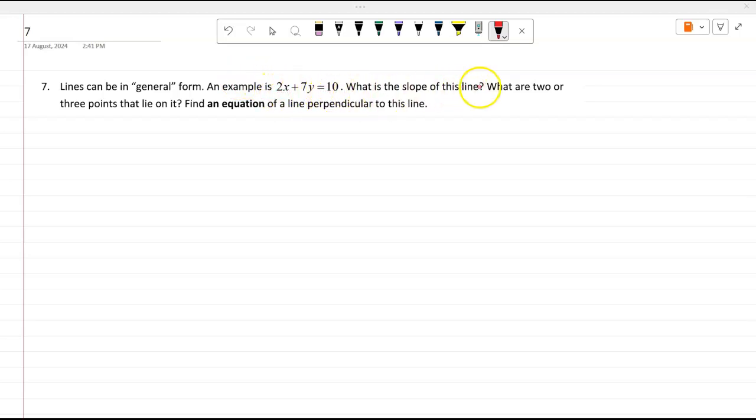What is the slope of this line? Now to find the slope of the line in general form, you first rewrite it in y is equal to mx plus c form. Make y the subject. So 7y is equal to minus 2x plus 10. So y is equal to minus 2x plus 10 over 7, you divide by 7. So what is the slope of this line?